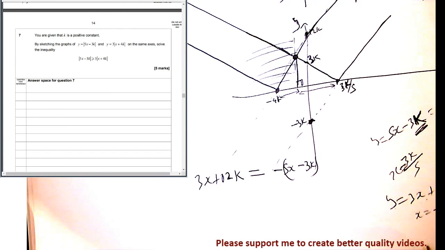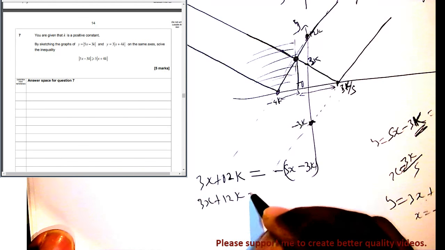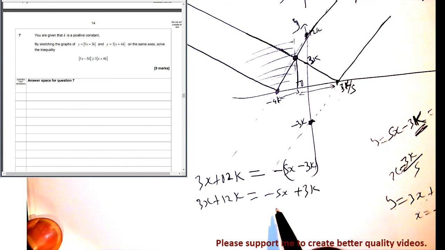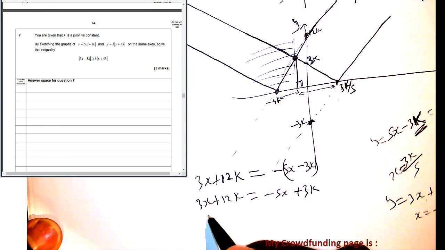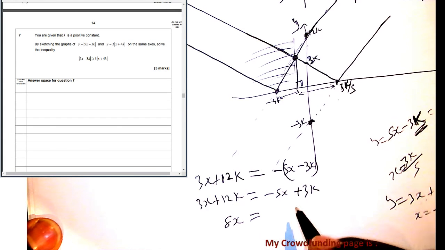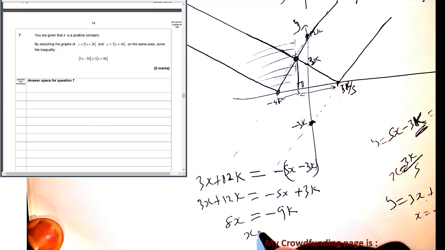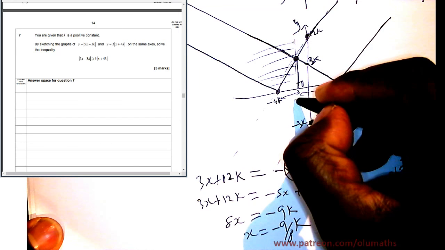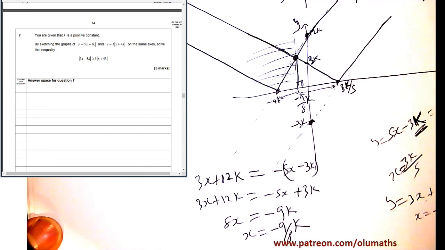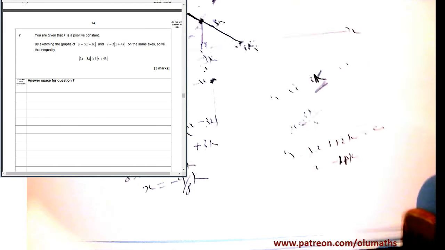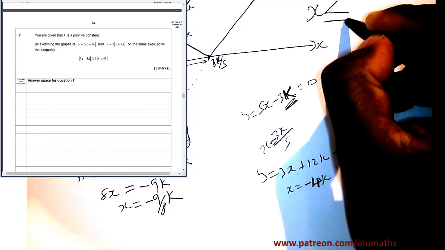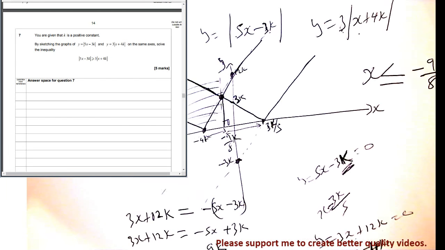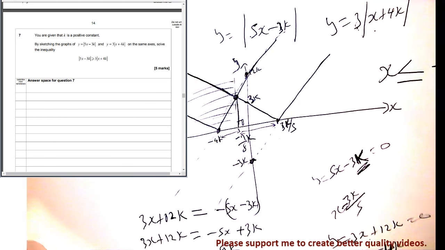So going by that, we can say 3x plus 12k is minus 5x plus 3k. And trying to solve for x, bring the 5x to the left, it becomes 8x, and take the 12k to the other side, it becomes minus 9k, and so x is minus 9 over 8 k. So that point where they meet was minus 9 over 8 k. And so the solution would be x less than or equal to minus 9 over 8 k, because that's where everything on the first graph becomes higher than the second graph.